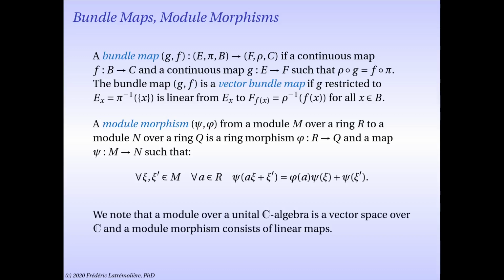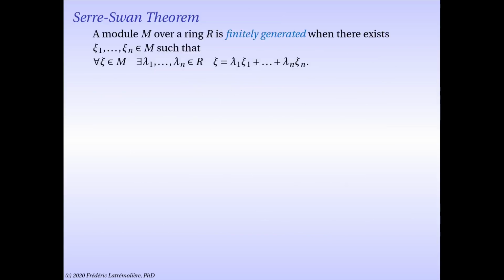If in particular R and Q are unital algebras over the complex numbers, then psi is linear as well. There is an obvious similarity between these two definitions, and it is not accidental. A very important theorem from algebraic topology is the Serre-Swan Theorem, which characterizes the modules of continuous sections of vector bundles over compact Hausdorff spaces.